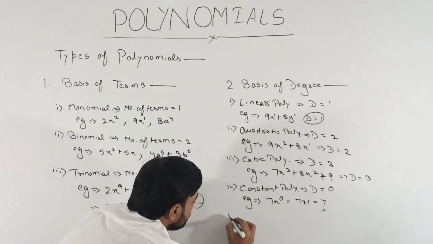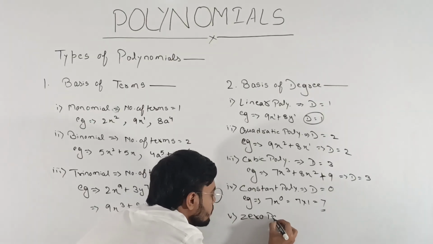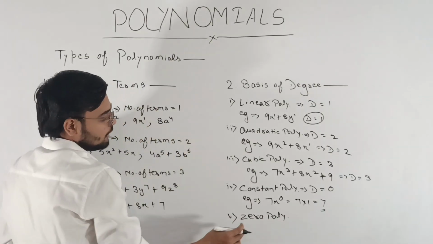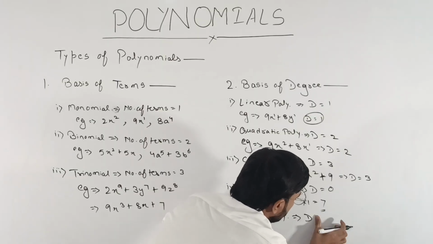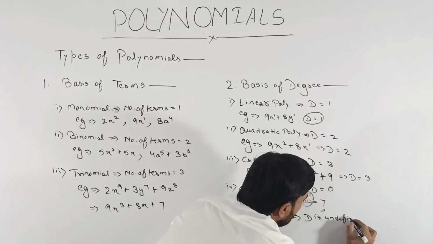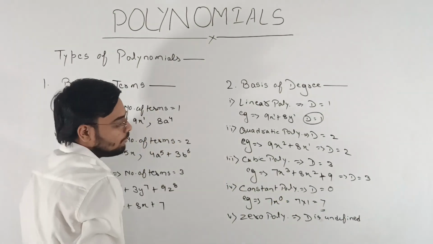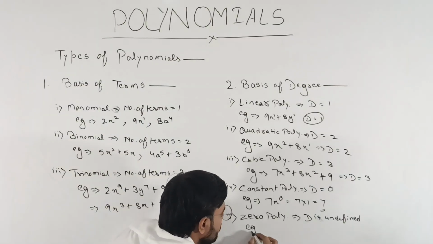And now last one is zero polynomial. In case of zero polynomial, degree is undefined. When degree is undefined, then we say this is a zero polynomial. Now look at the example for zero polynomial.